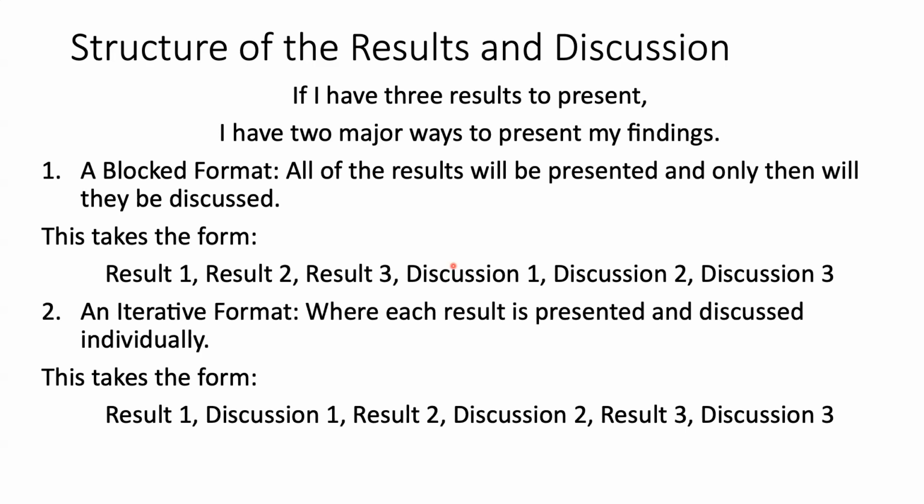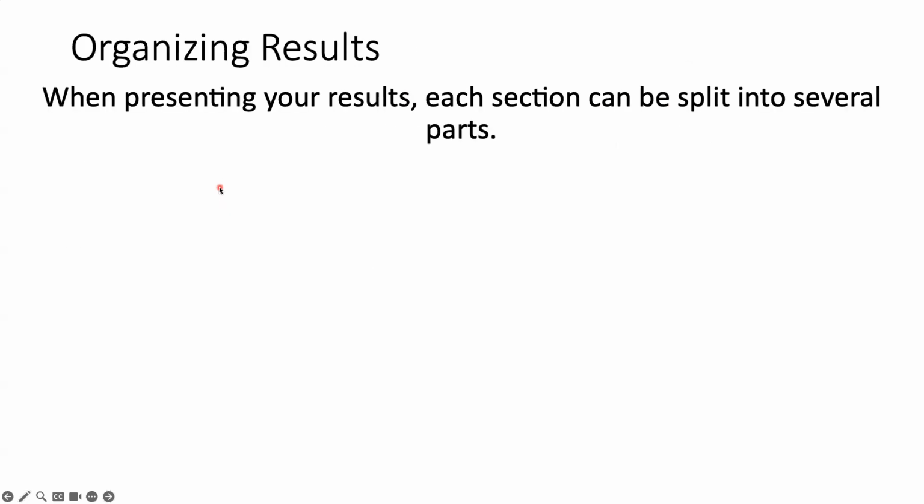The other format is what I like to call the iterative format. I present each result and then I discuss it. Second result, discuss that. Third result, discuss that. This way they blend together a little more smoothly, but it can be a little more difficult to figure out what's results and what's discussion. You can often identify when somebody has used the iterative format, because this section will be titled results and discussion, as opposed to results and then a separate discussion section.